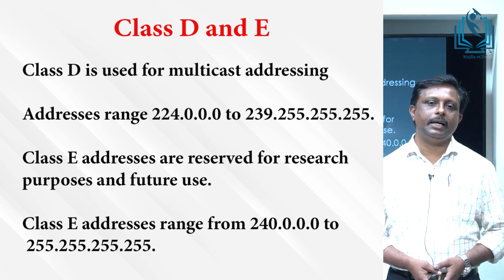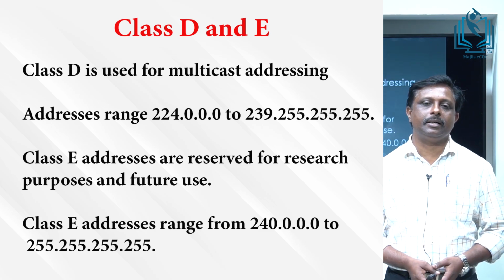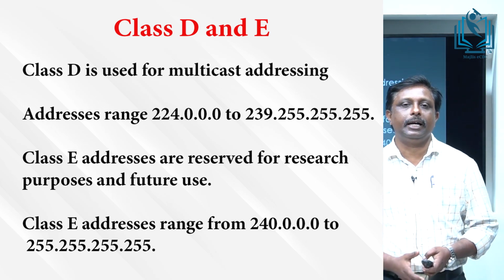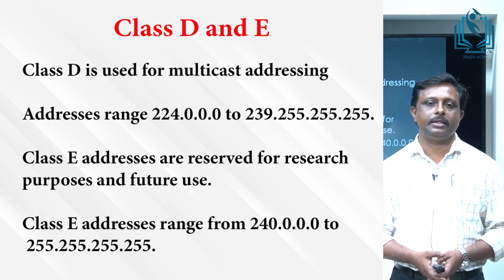Multicasting means sending messages to more than one receiver. That is called multicasting. So the multicasting address, that is ranged from 224 to 239, is used for multicasting.